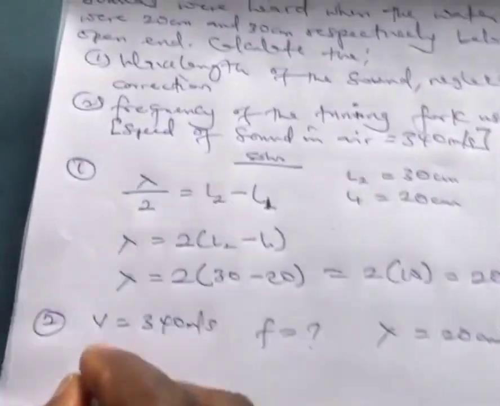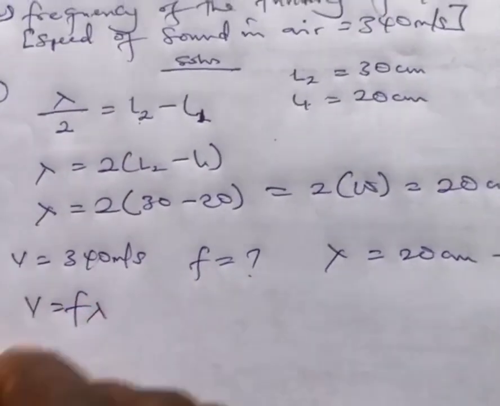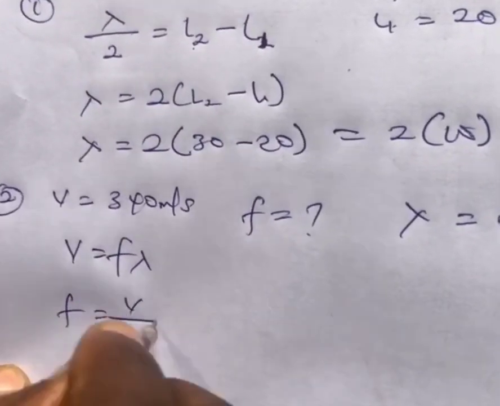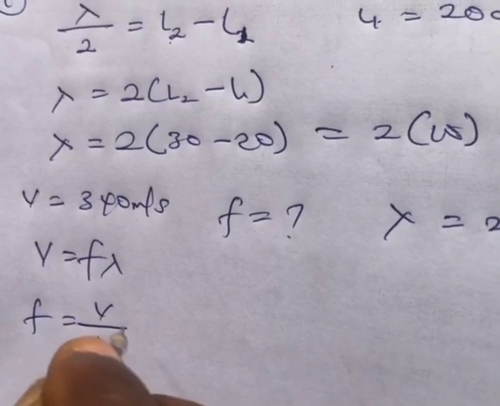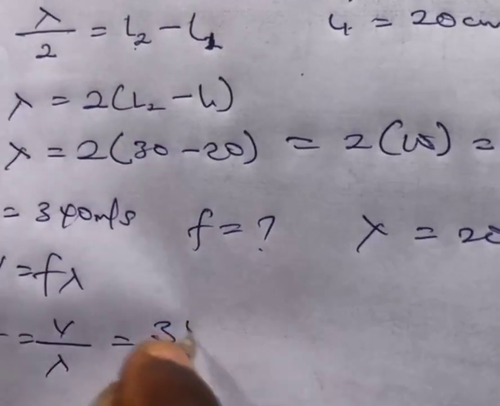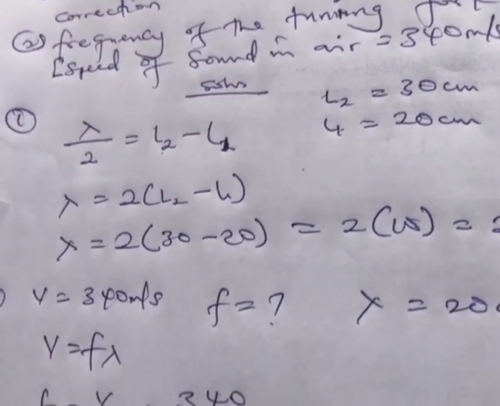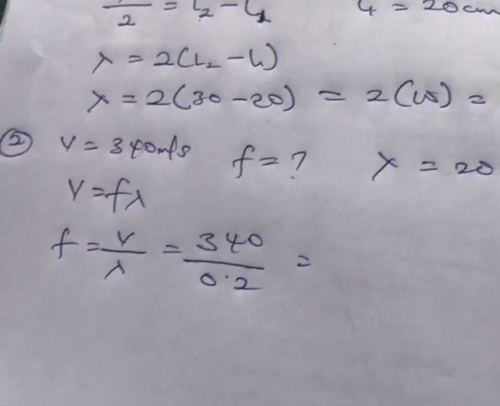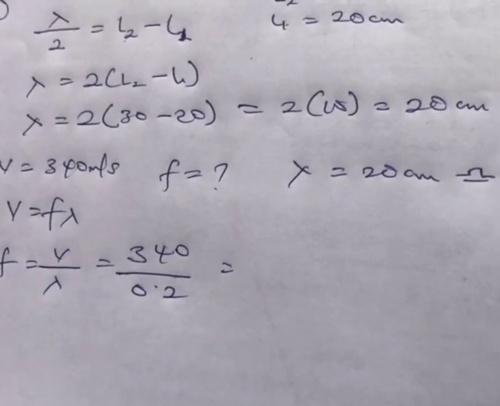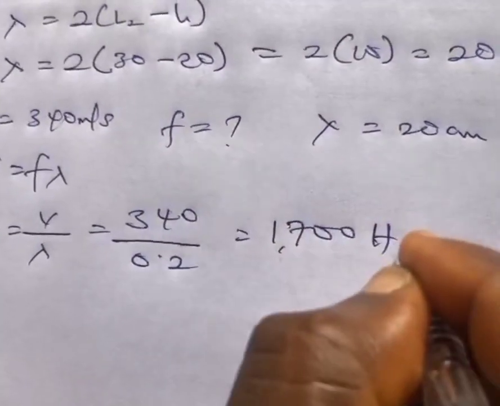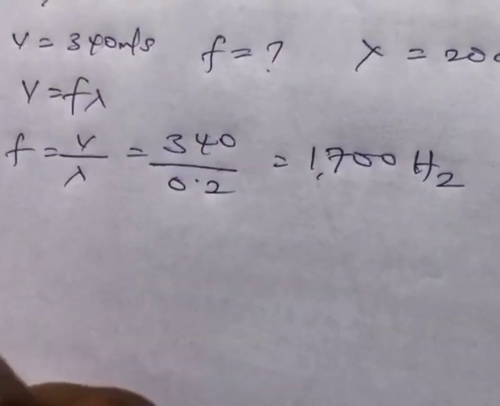Now, V equals F lambda. So using frequency as the subject of the formula, frequency will be V over wavelength. V is velocity, which is 340, all over 0.2. So 340 divided by 0.2, what do you have? Can you quickly check it with your calculator there? That's 1,700 hertz. This is the frequency of the tuning fork used.